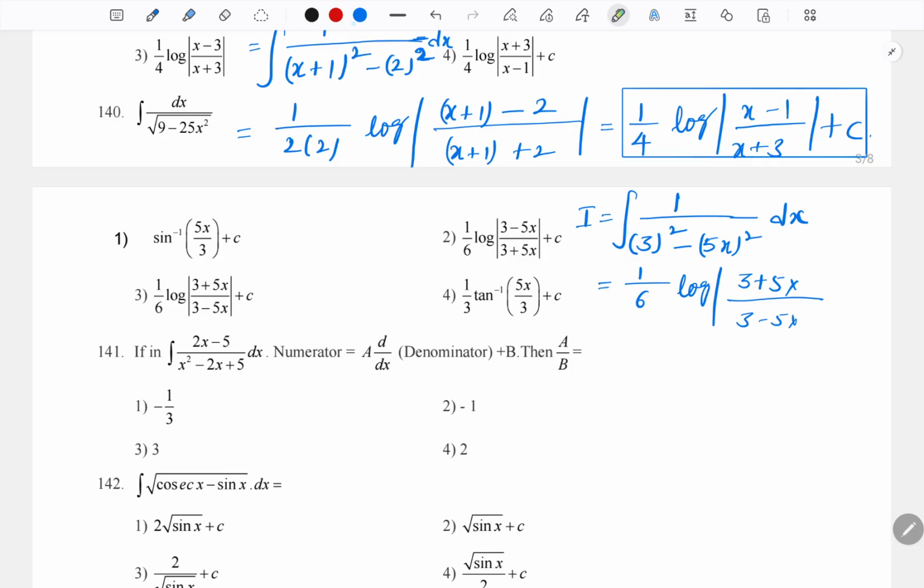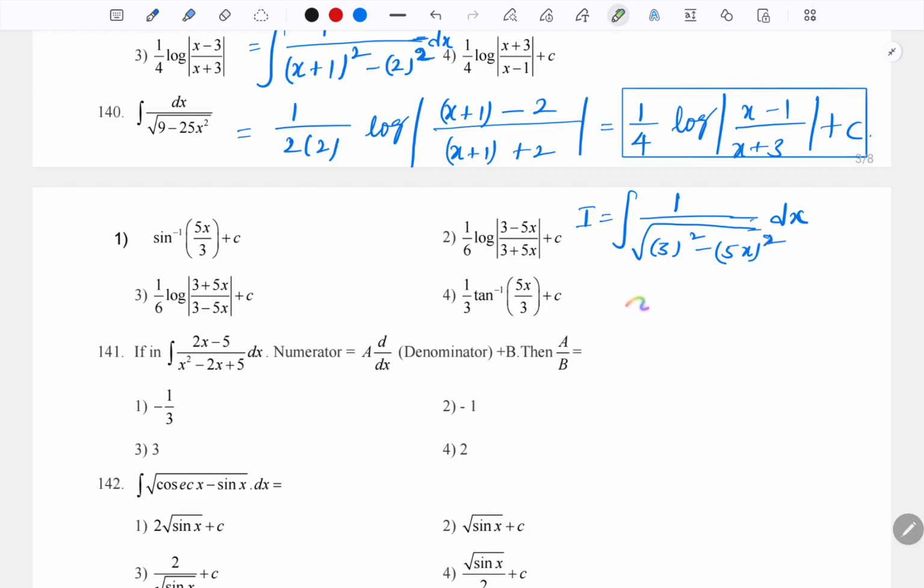Okay, let me remove this one. Then if I take under root, give me a second, I am removing this one. Then under root of, yes, now it is 3 square minus 5x whole square. Then the formula will be different, right? What is this formula now?